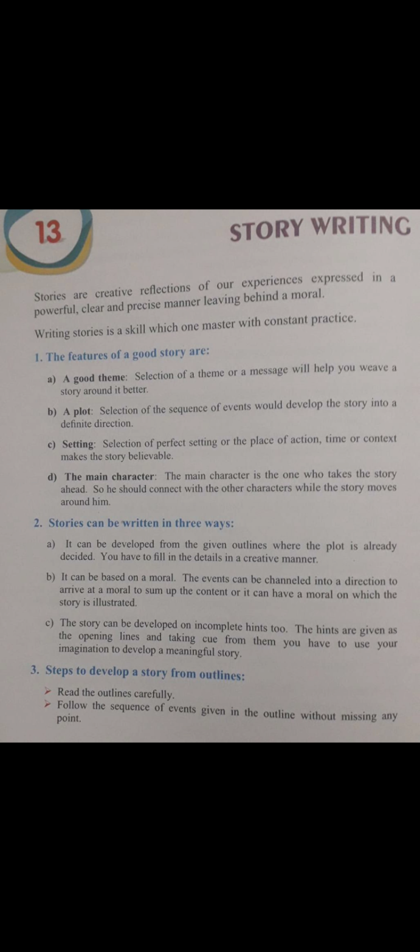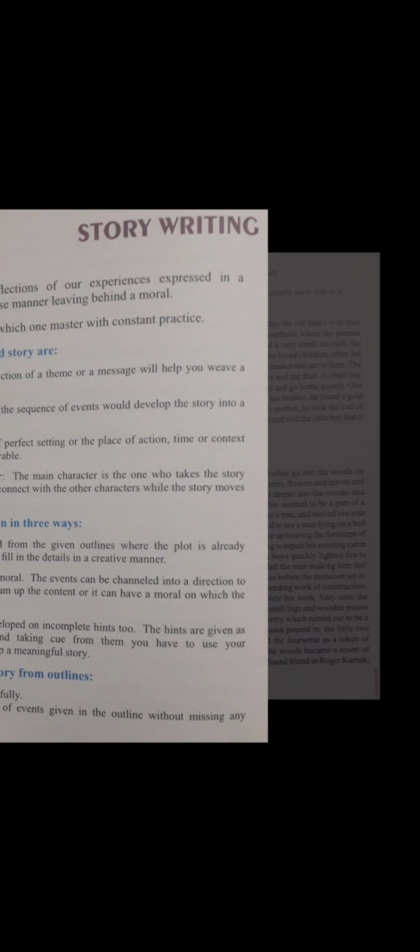Now, steps to develop a story from outlines. You have to read the outlines carefully. You have to follow the sequence of events given in the outline without missing any points. Then connect the events in a clear and meaningful manner. Then add dialogues between the characters wherever necessary. Use simple language to make the story intelligible. Whenever you are writing a story, you have to use simple past tense. Supply a suitable short title to it. And then a reward for goodness. You have to read the stories, and in the online class I'll tell you how to write them.